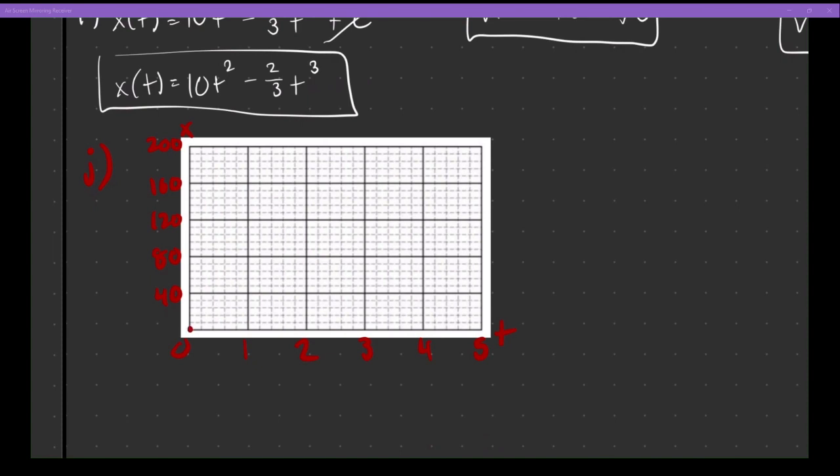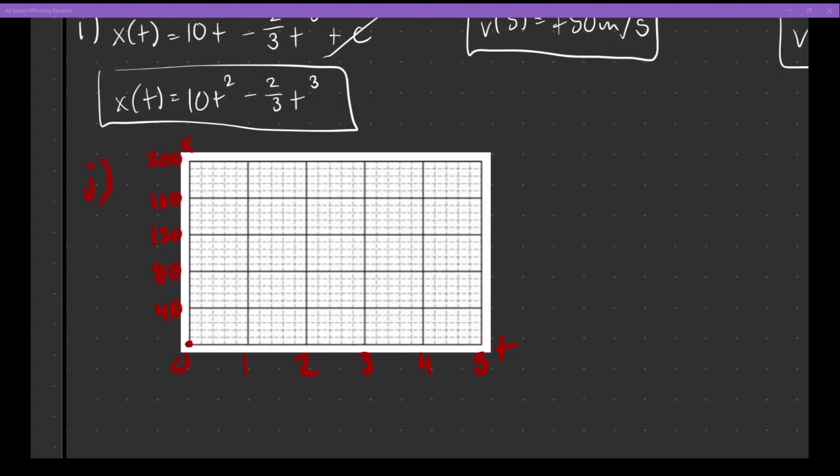So the initial position, I'm assuming, starts at 0. Position at 1, plugging it into the x of t function, is about 9.33, so I would say it's about right there. At 2, it's about 35, so I would put it about right there. At 3 seconds, it's about 72, so I would put it here. At 4 seconds, it's about 117, so I'll put it around there. Then at 5, it's 167, so I'll put it about right there.